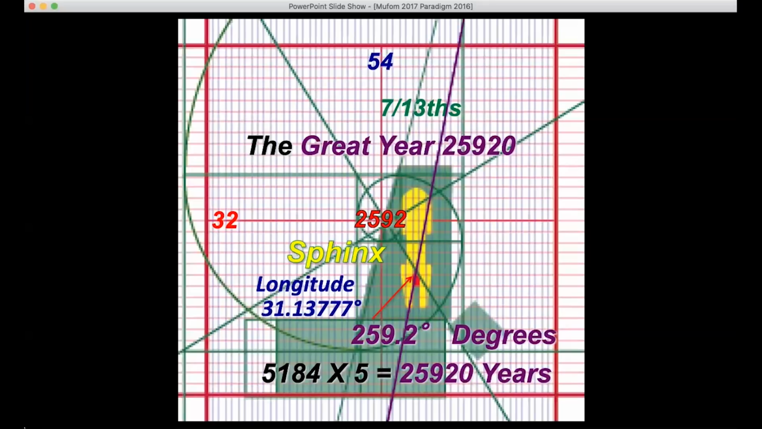31.13777 degrees, and we're going to monitor the sky, and we're going to use Stellarium, and we're going to run the clock back from that galactic alignment. Starting on that very day, during the hours, we're going to start clicking the hours ahead and see where the sun was, and see when Orion came up, and the different heights above the horizon.